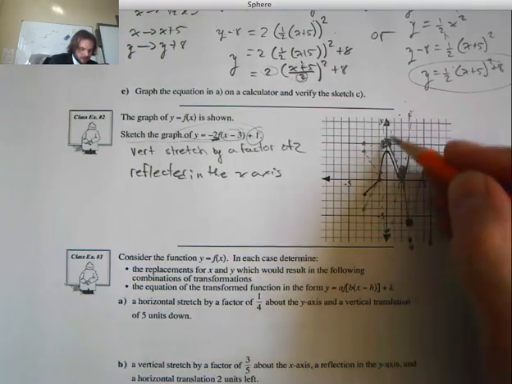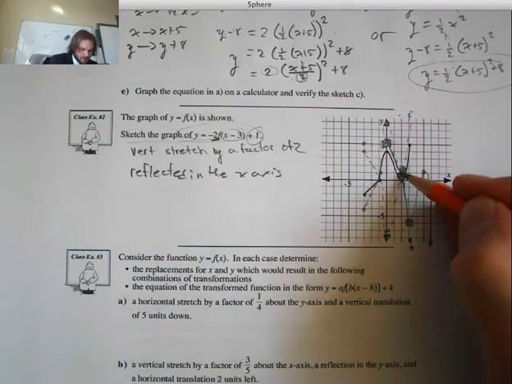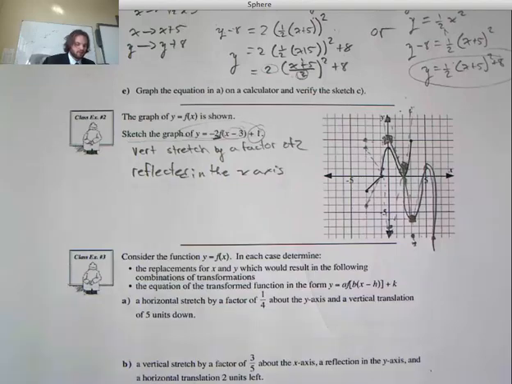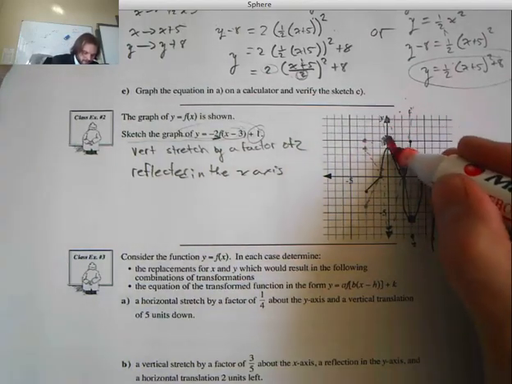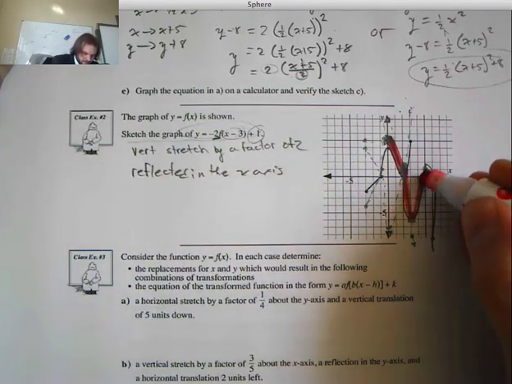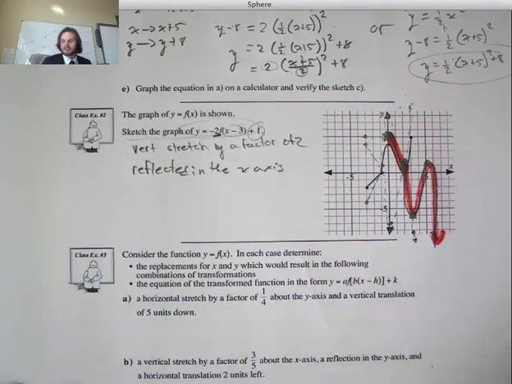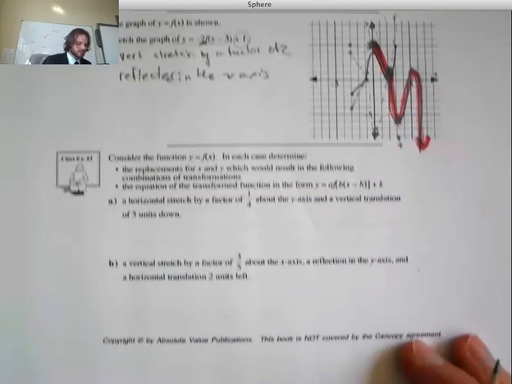Okay? So that is kind of how my graph looks. And I'll put it in red. So it will look like that. And it goes down. So that is more or less how my graph is going to look at the end after all of the reflections and all the transformations. Okay? Let's take a look at the next one.